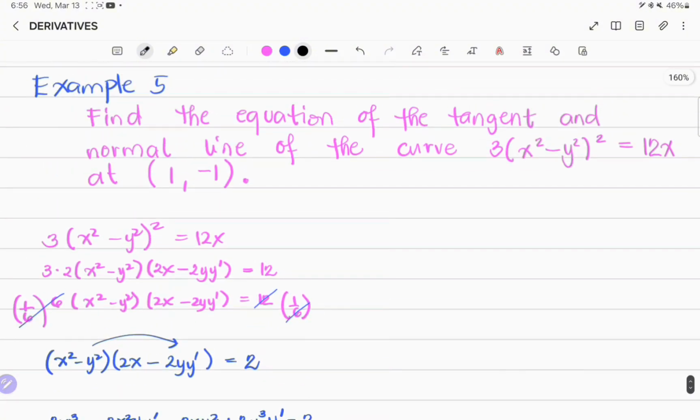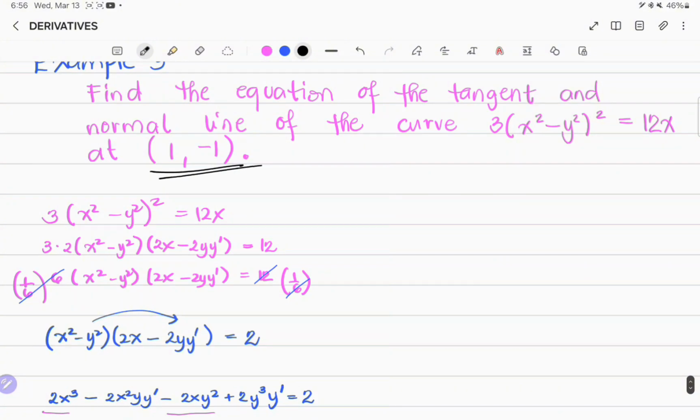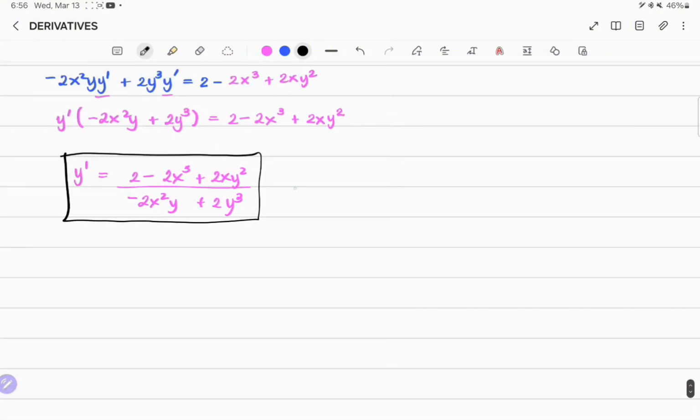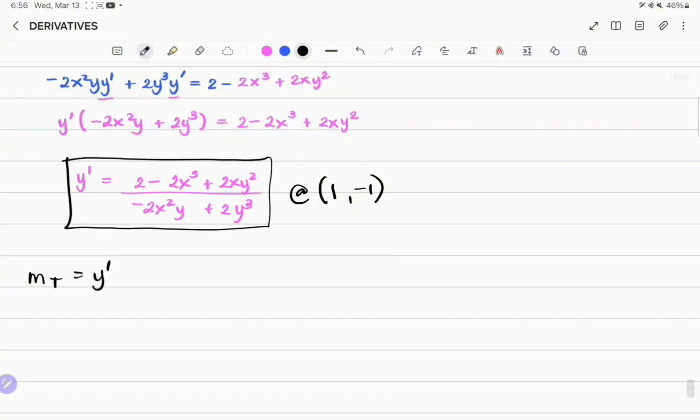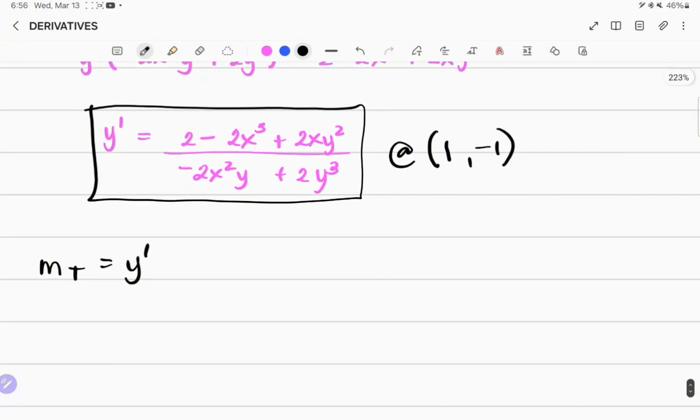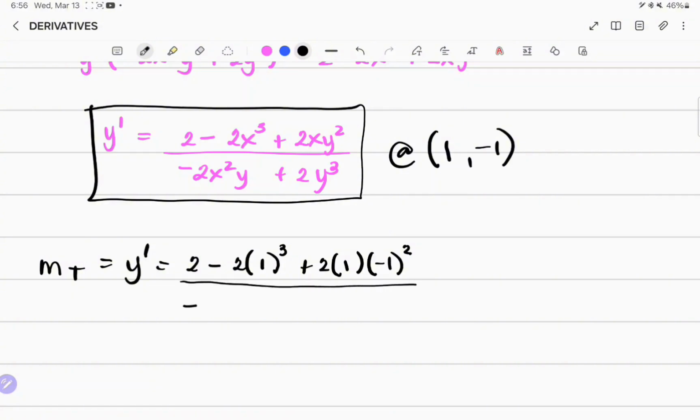As we continue to find the slope at the point of tangency, 1 and negative 1, the slope of the tangent line is equal to our y prime with the substituted values of x and y. So this is 2 minus 2 times x, which is 1, cubed, plus 2 times 1 for x, and y is negative 1 squared, over negative 2, x is 1 squared, and y is negative 1, plus 2 times negative 1 cubed.